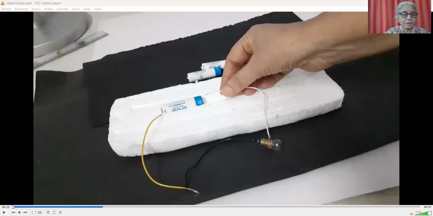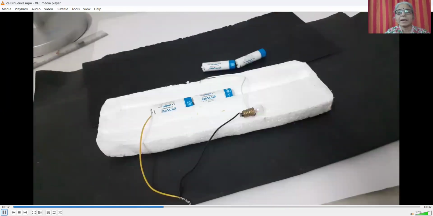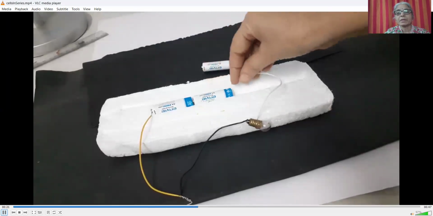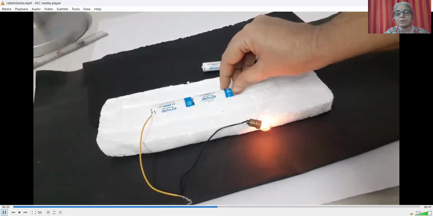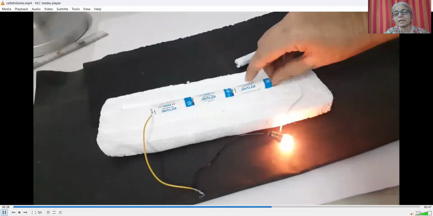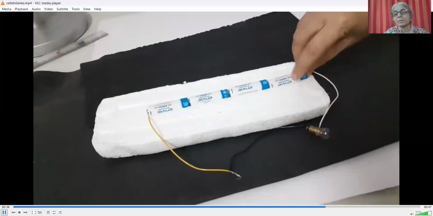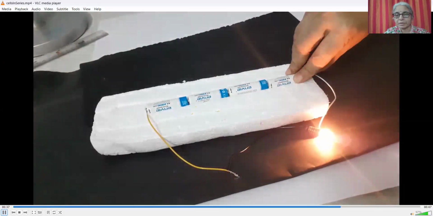We start with the single cell and we connect, and the bulb glows. Now I add a second cell in series and make the bulb glow. We can notice that the bulb glows a little brighter. Brightness has increased. We add a third cell and the bulb glows even brighter. And the fourth cell makes it glow even brighter.